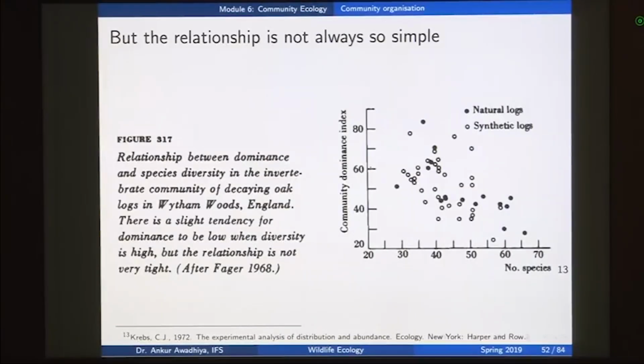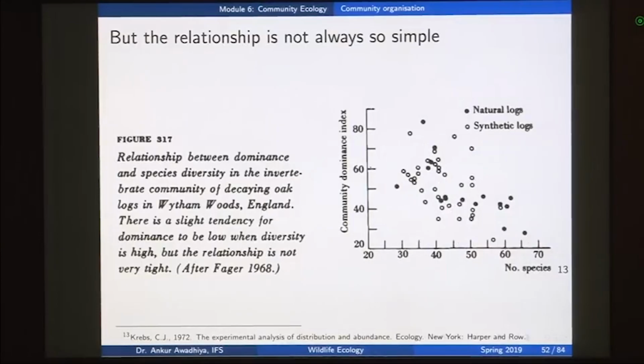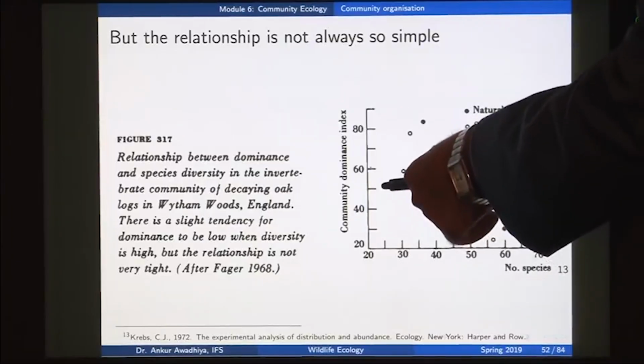If we actually look at the field values, here we are looking at the relationship between dominance and species diversity in the invertebrate community of decaying oak logs in a place called Wytham Woods in England, and there is a slight tendency for dominance to be low when diversity is high, but the relationship is not very tight. Here you have the community dominance index, on this side you have the number of species. Now, we can try to put a curve like this, but because here you have so much variation, it is also possible that we might try to put a curve not like this, but say like this.